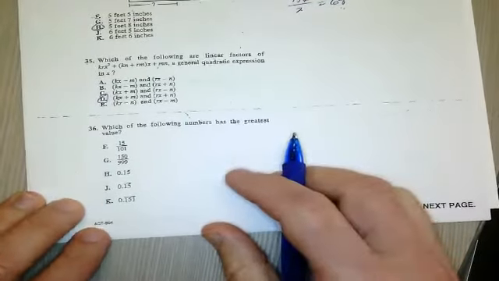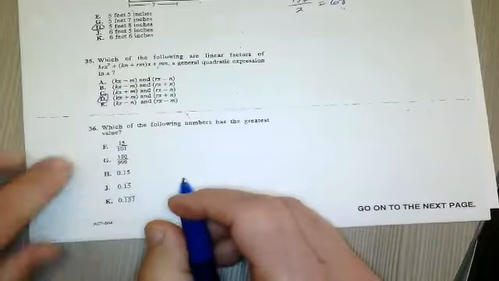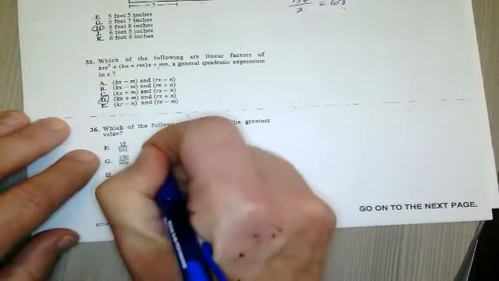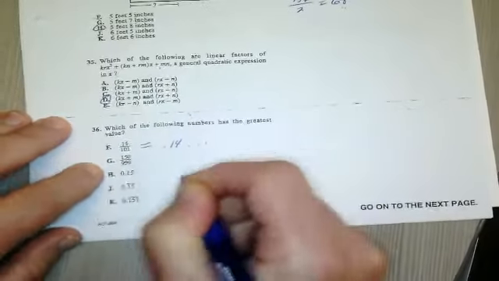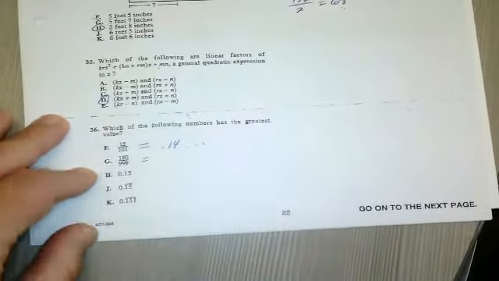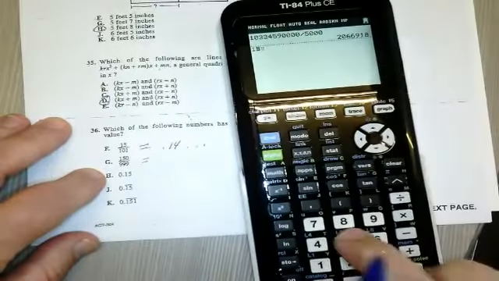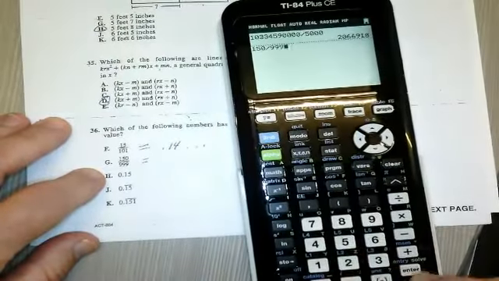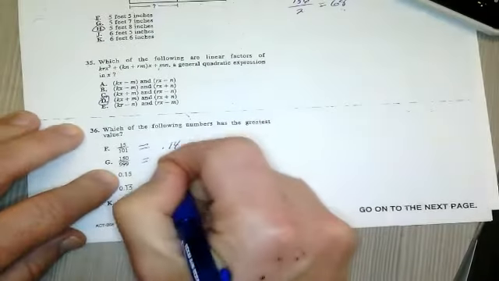Okay, this one: which of the following numbers has the greatest value? So if we start doing some division here, this is 0.14 and some change. It's the smallest of all our numbers. This, let me grab my calculator here. We do 150 divided by 999. It's 0.150150150.